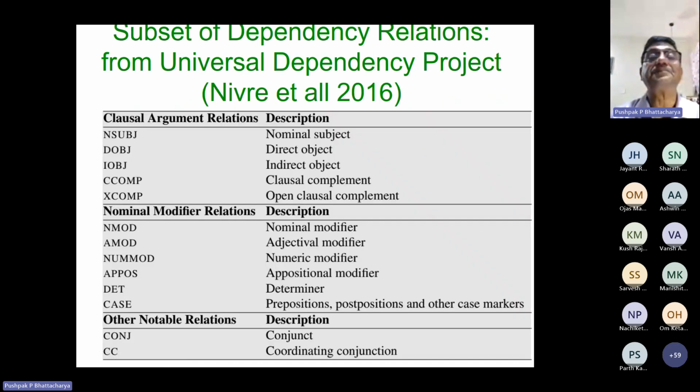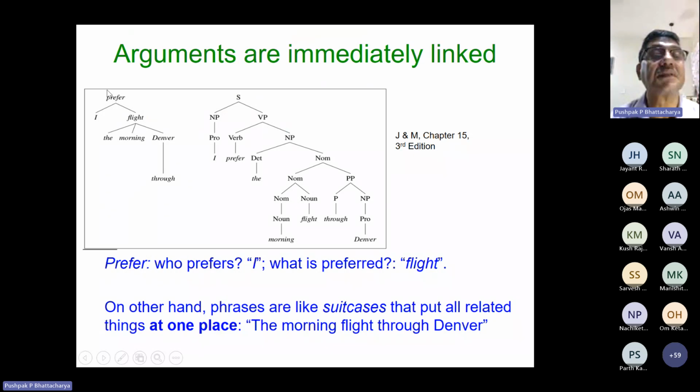Now, when the dependency tree is created, that is only half the story. We get the tree and link all the nodes with arcs. This is fine. So we are saying that there is a dependency between prefer and I, prefer and flight, flight and morning, and so on. So there is a dependency. But what kind of dependency? So, for example, there is a dependency between prefer and I and prefer and flight. Are they the same kind of dependency? No. I is the agent, flight is the object. So these dependencies now have to be labeled so that the exact nature of the relationship becomes clear.